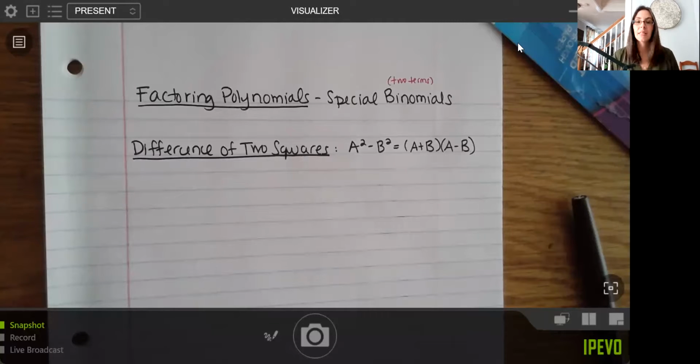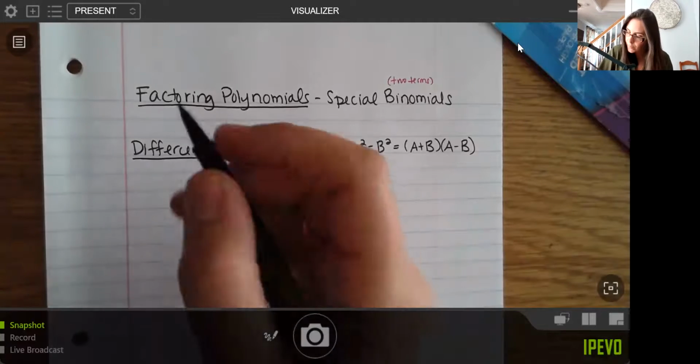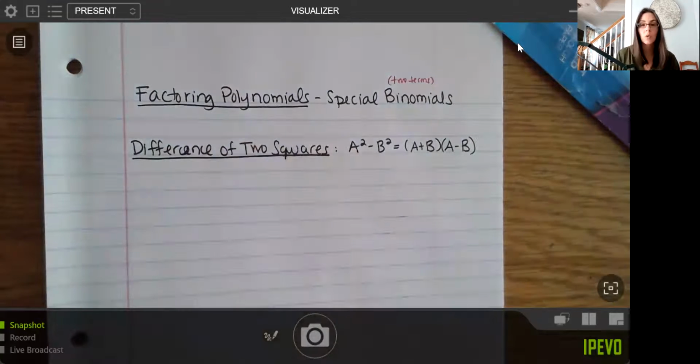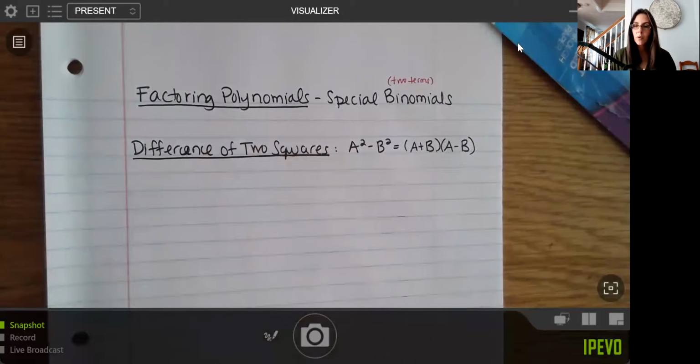In this video, we're going to continue with factoring and focus on special binomials. So binomials are two terms, and there are two different kinds of special types here. The first, which is the most common, is the difference of two squares. So when you have an example, you have a square minus a square.